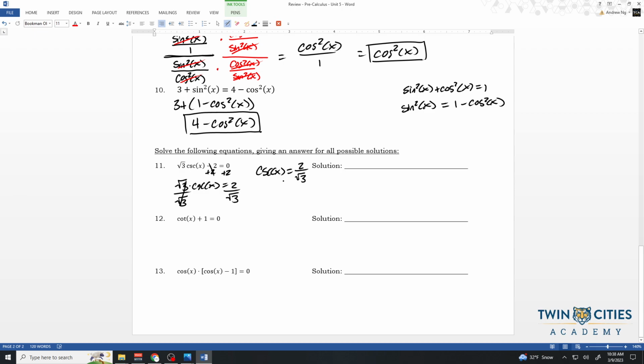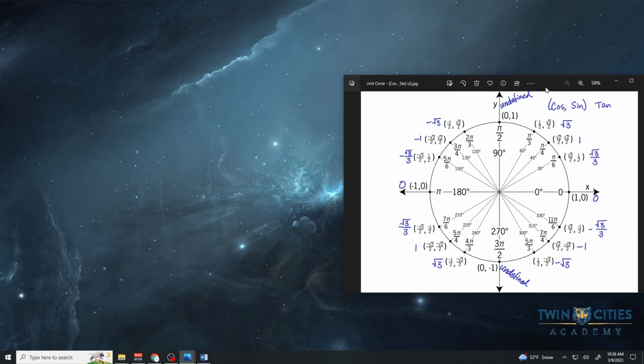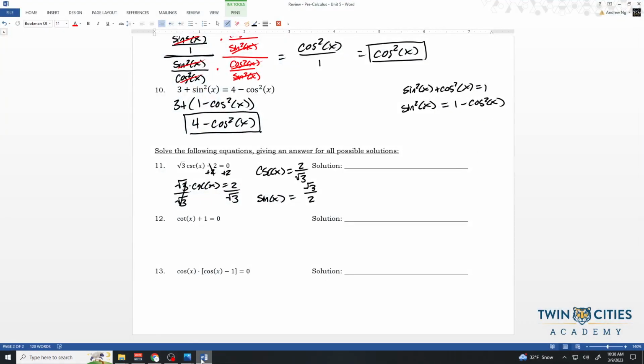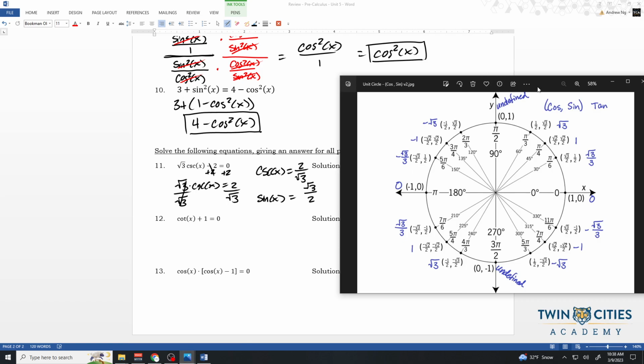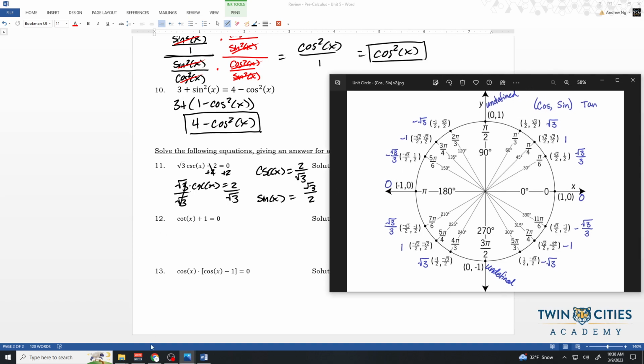Now cosecant is the reciprocal of sine. So if I flip this upside down, this will give me sine of x. And if I flip this upside down, this will be square root of 3 over 2. So I want to know, when is sine of x the square root of 3 over 2? I bring over my unit circle. Square root of 3 over 2 occurs here at pi over 3. Okay, and then square root of 3 over 2 for sine again appears at 2 pi over 3.